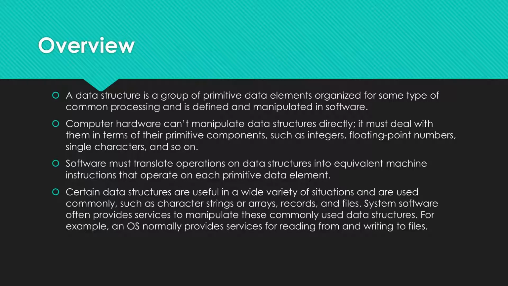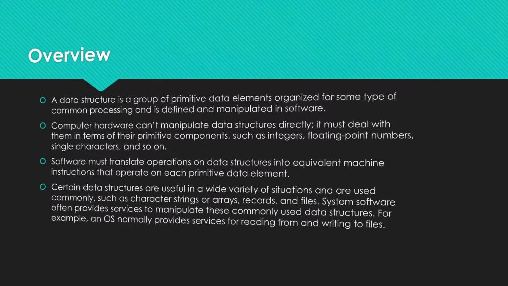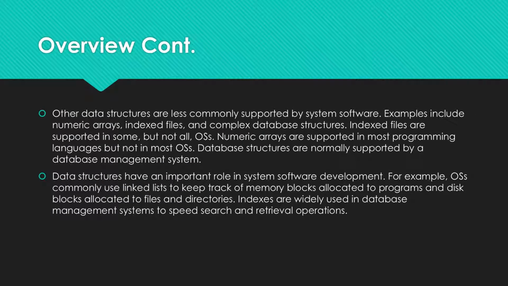Certain data structures are useful in a wide variety of situations and are used commonly, such as character strings or arrays, records, and files. System software often provides services to manipulate these commonly used data structures. For example, an OS normally provides services for reading from and writing to files. Other data structures are less commonly supported by system software. Examples include numeric arrays, indexed files, and complex database structures.